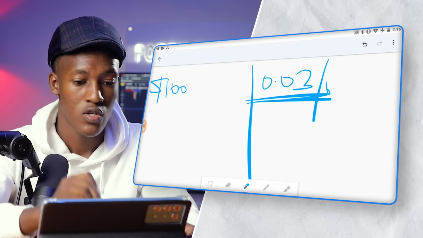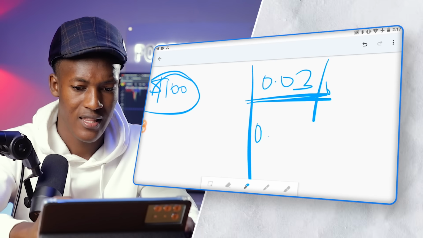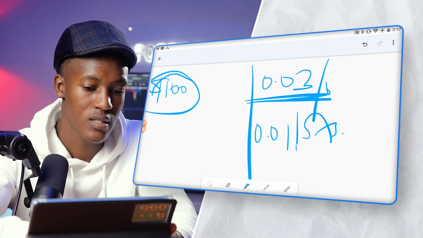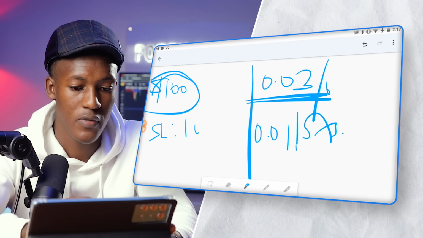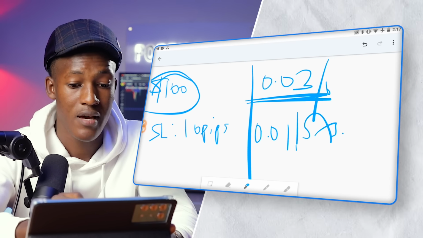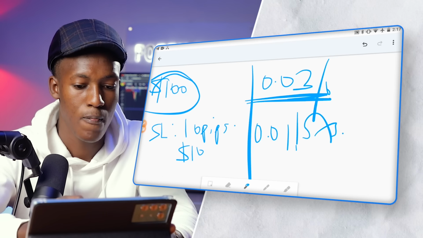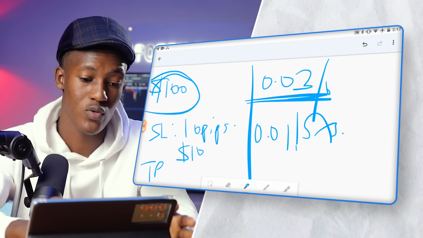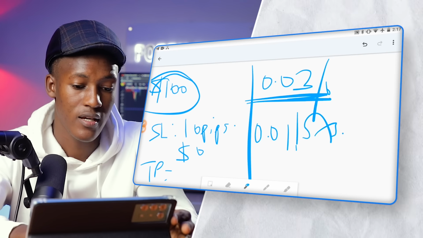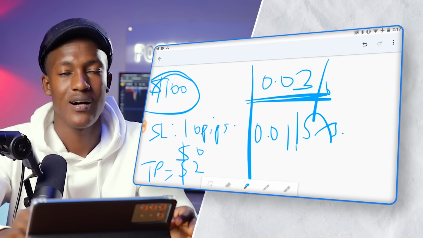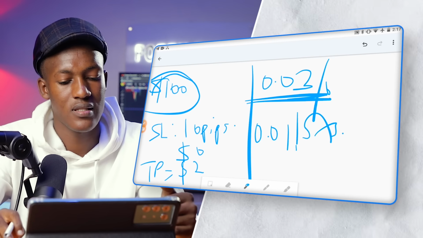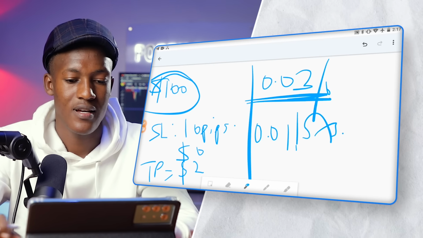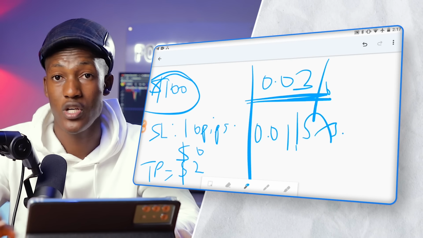Now, here's what happens. Let's say you have $100 and in the first case you used 0.01 lots. Assuming you had a stop loss of about 10 pips, that means you are risking $10, and then your take profit of about 20 pips, because we are looking at 1 to 2. That means you are looking at making $2. Well, it means for you to make $10, you might have to take 10 trades of the same type. And at the end of the day, you could end up over trading and all that.